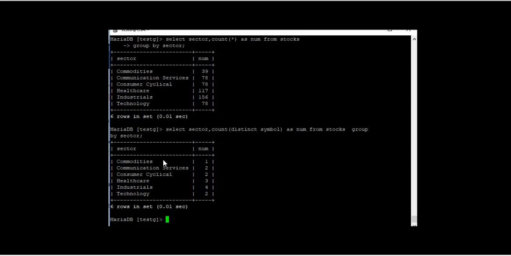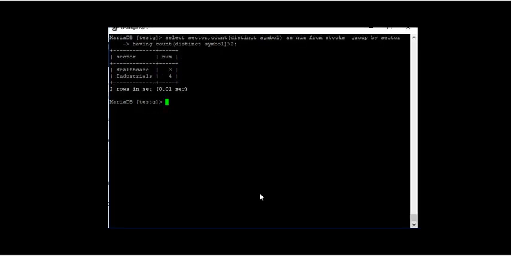So it turns out there's one symbol that's in the commodities, 2 in communication services, 3 in healthcare, 4 in industrials, 2 in technology. We've got all that information in there. That's the types of stocks we have.